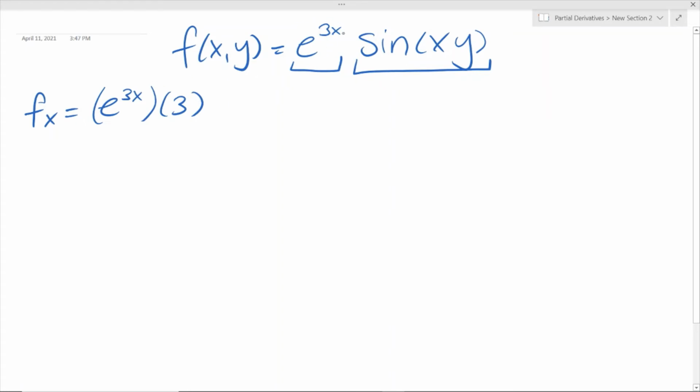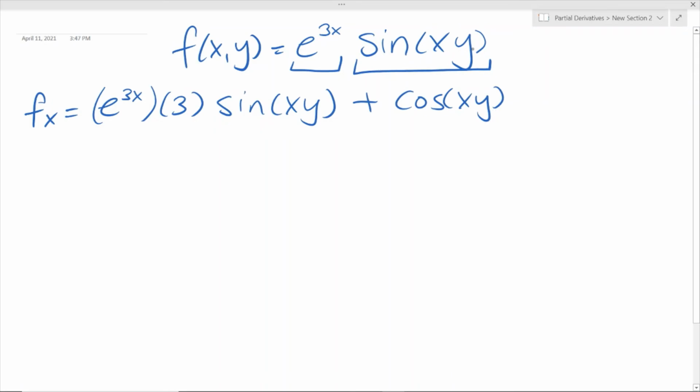Now, after having the derivative of this part, we have to multiply by the second part. So we just copy the second part as is, and then we add the derivative of this part times this by itself. The derivative of this part requires the chain rule, so the derivative of sine is going to be cosine. We copy this whole thing like we normally do when using the chain rule.